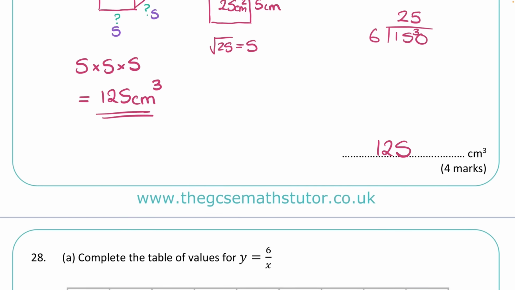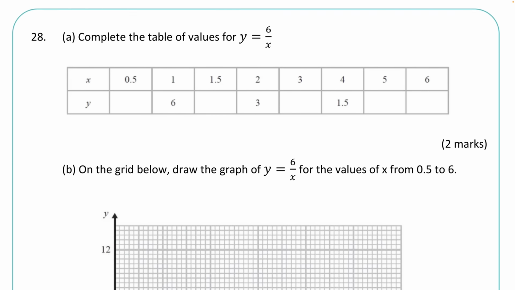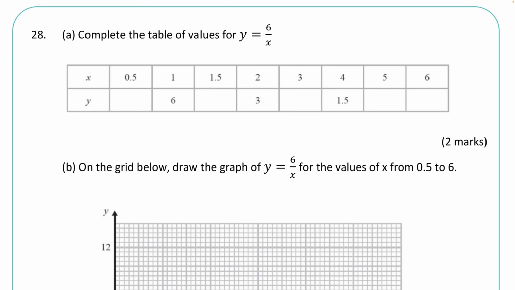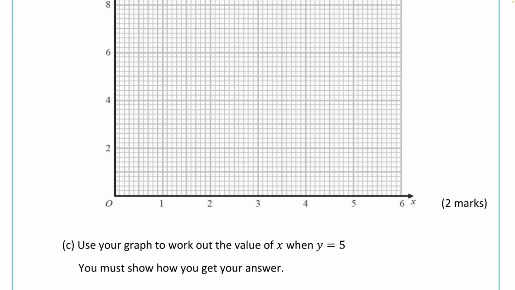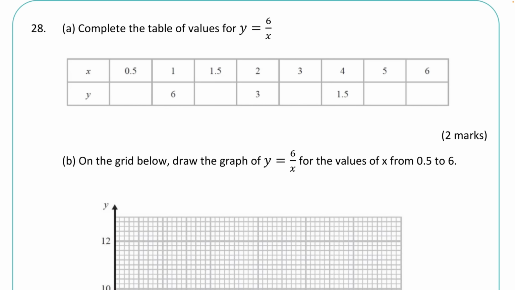And on to question 28, it says here, complete the table of values for y equals 6 over x. And it wants us to draw that graph and then use it to figure out an answer down the bottom. So let's have a look. Complete the table of values for y equals 6 divided by x. And we've got all these different numbers to divide 6 by. So starting from the right hand side, because 6 divided by 6 is 1. So that's a dead nice one.